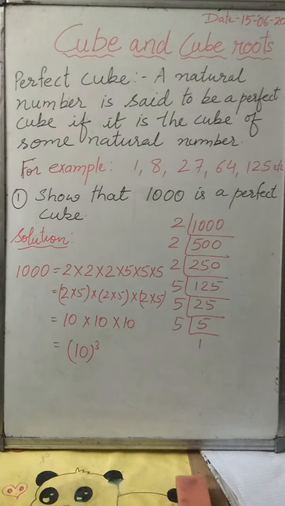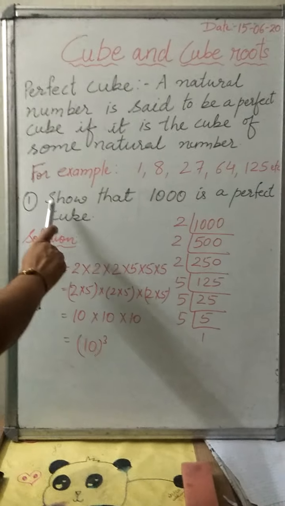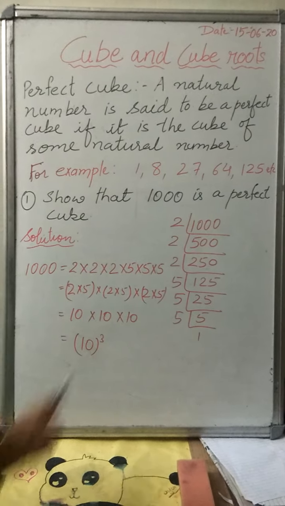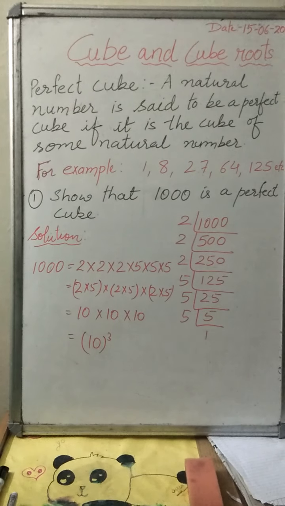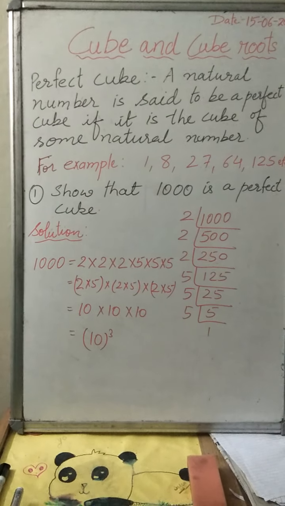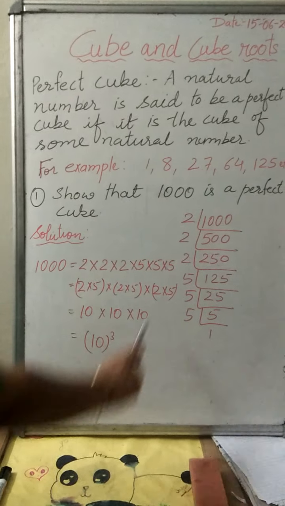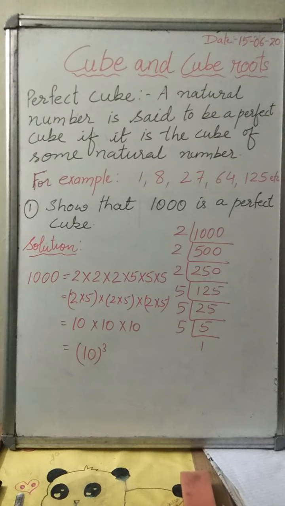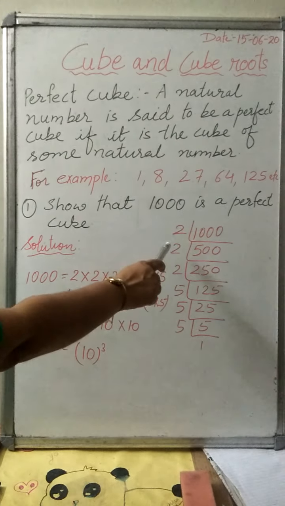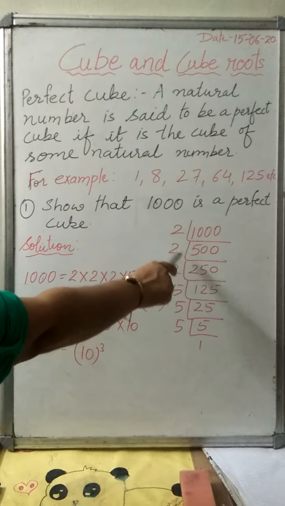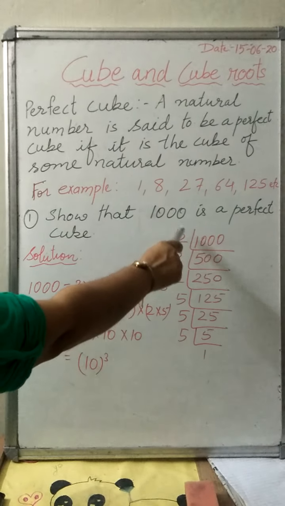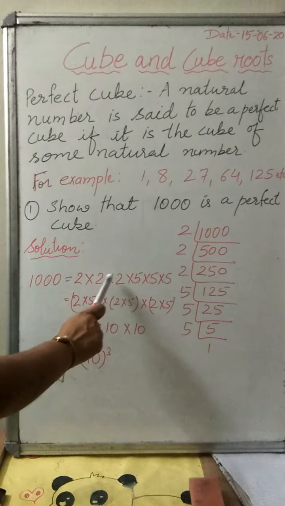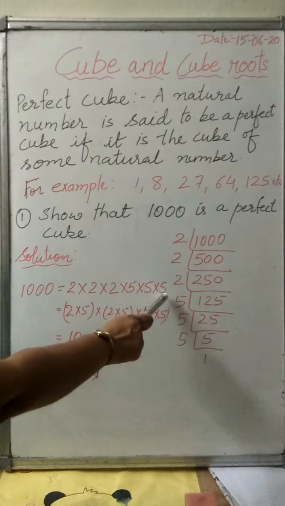Now look at one more example. Show that 1000 is a perfect cube. We have to check whether 1000 is a perfect cube or not. For this you have to factorize 1000, as you have studied in the previous chapter also. So first you have to factorize 1000. By factorizing we have resolved this into these factors: 2 into 2 into 2 into 5 into 5 into 5.